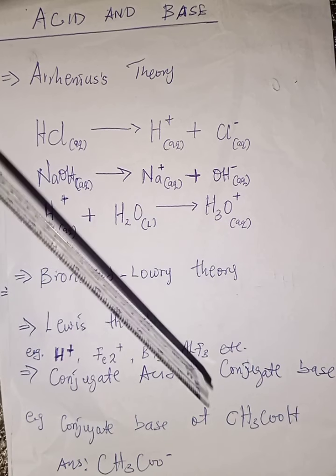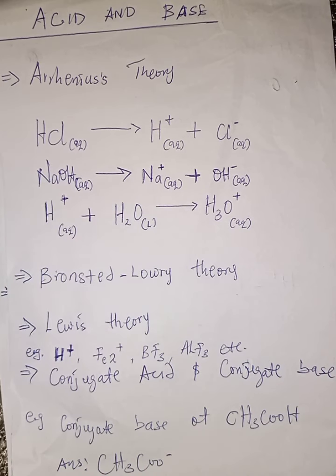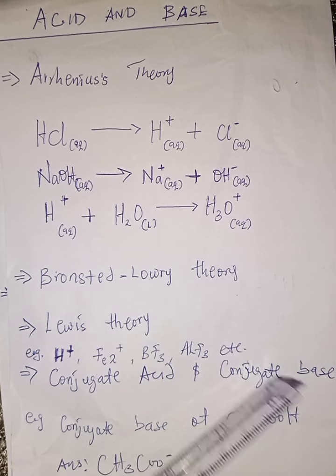Now let's look at conjugate acid and base pair. Conjugate acid is formed when you add hydrogen ion, or a proton, to a substance. When you remove hydrogen ion from a substance, we are going to have conjugate base. That's just the simple logic to get conjugate acid and conjugate base.